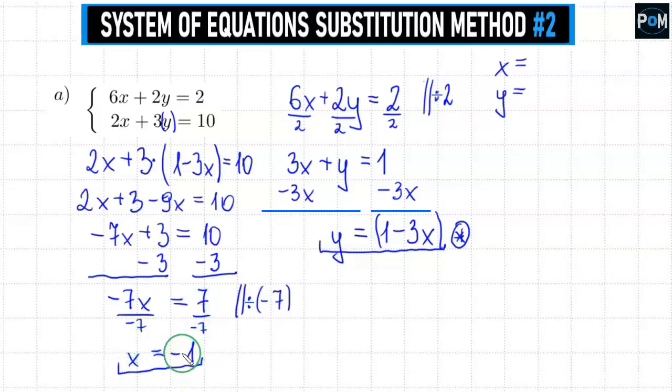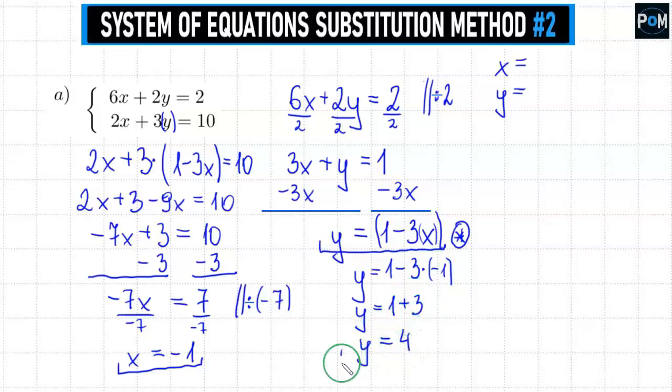So I've already calculated x. Now we need to calculate y. So I'm going back to this equation marked with a star, and now I substitute this number for x. I've got y. Here I write 1 without the parenthesis. I write minus 3, and here instead of the x, I'll insert negative 1, so it needs to be in parentheses. I'm writing down 1. Here I have negative 3 multiplied by negative 1, so I get a positive result 3. So y equals 4. And that is the solution for my example A.